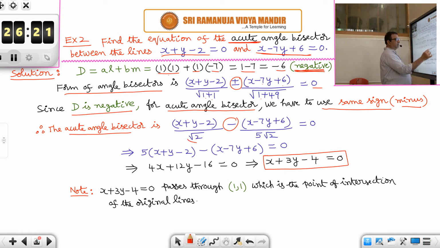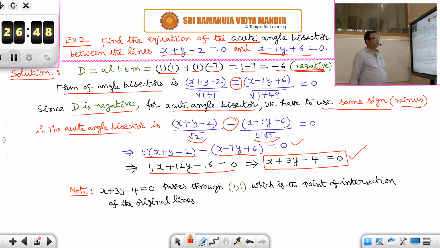Denominator, you can see that it is root 2, and here it is root 50, which means 5 root 2. Multiply the entire equation by 5 root 2. So you will get 5 into (x + y - 2) minus, in the bracket, (x - 7y + 6) equal to 0. If you simplify, you will get this, and then 4 is a common factor, divide by 4, so x + 3y - 4 equal to 0. So this is what? This is the acute angle bisector between the given lines.